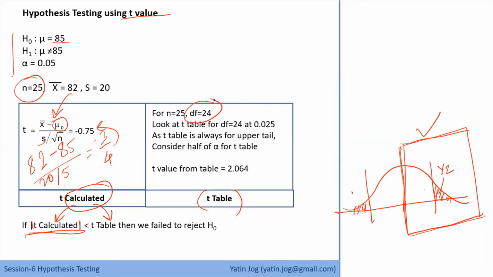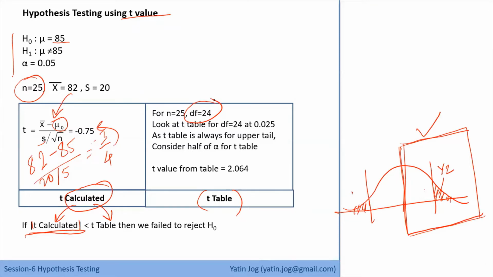The row values in the T table are degree of freedom values. So my DF value is 24, so look at the row of 24. Now in columns, you can see the fractional values, which are my significance values. As I have discussed, the total confidence I'm considering for this problem is 95%, that means significance is 0.05.